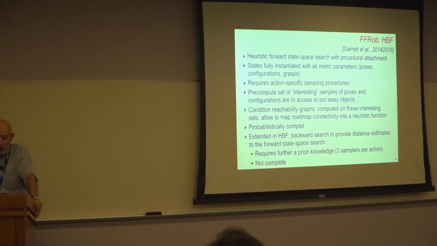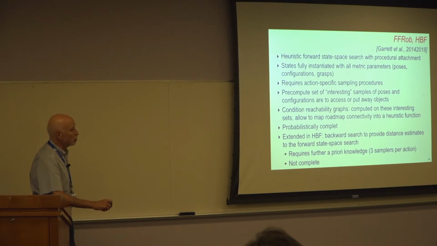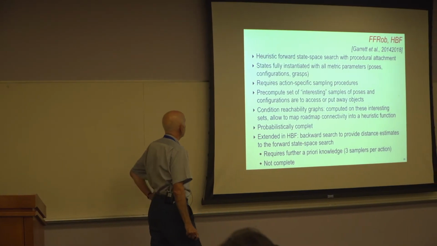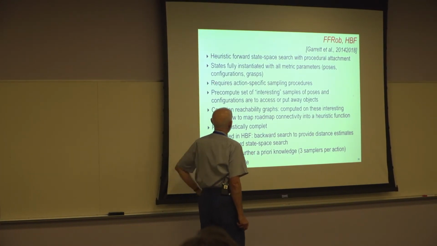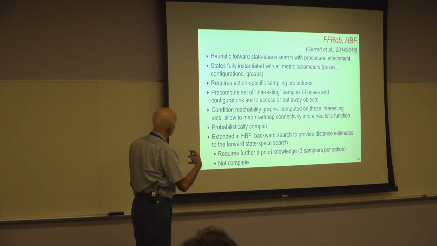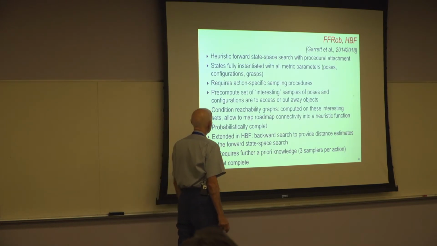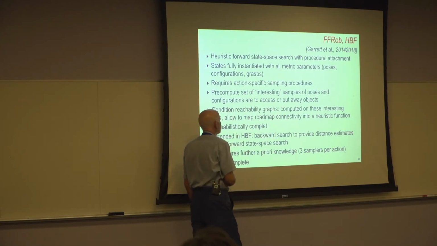So the first example is from Garrett, Tomás Lozano-Pérez and Leslie Pack Kaelbling from MIT, the system called FFROB that has been later extended to HBF, the HBF planner. So you do here a forward search with heuristics with procedural attachments. And again, your states are fully instantiated with the metric parameters. You know the poses, configuration, and grasp of each state, but you are required to specify as a user sampling procedures for each class of actions.